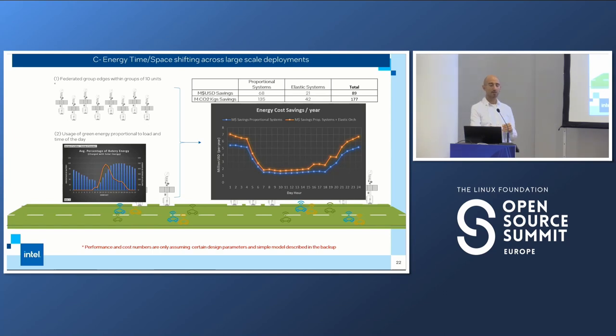And here, what you can see in the second graph is real data from one of the partners that we're working with. It's a bit of a busy chart, but basically what you can see here is, through the day, the blue bars are the amount of energy that you have in the battery of that system.